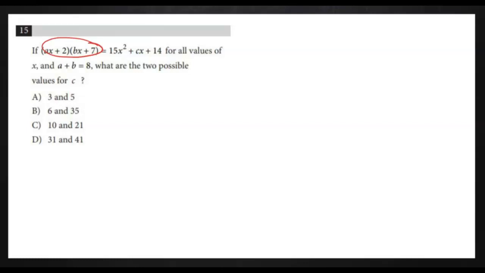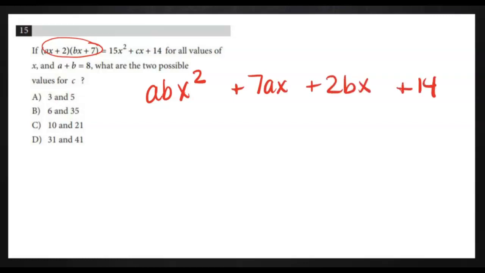So you could either FOIL, use double distribute, box method, area model, whatever one is more comfortable for you. So I will get abx squared plus 7ax plus 2bx plus 14. So I am going to go ahead and write that quadratic right underneath the red that I just multiplied, so I can go ahead and see what matches to what. So what you can see is that the 7ax and the 2bx has to equal the c. So that's what I want to find, but I need to know what a and b is.